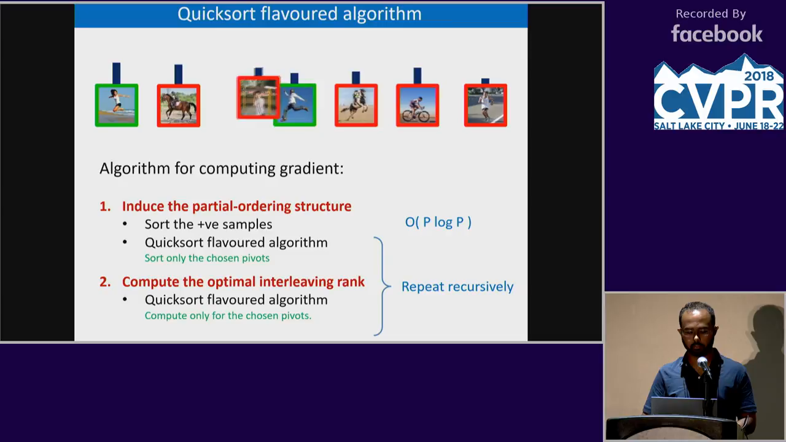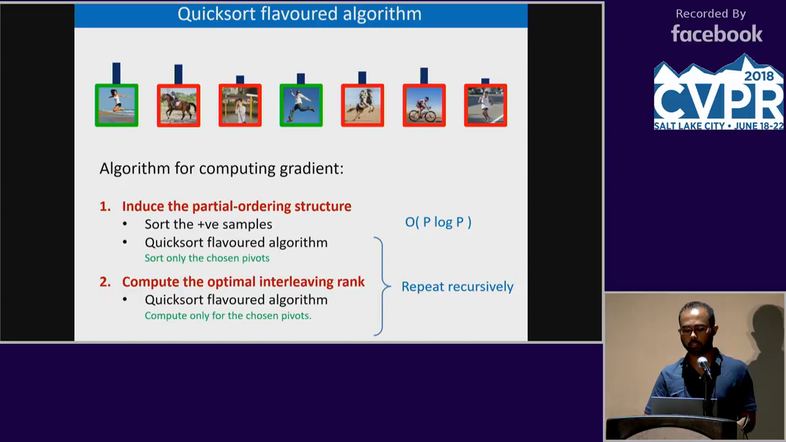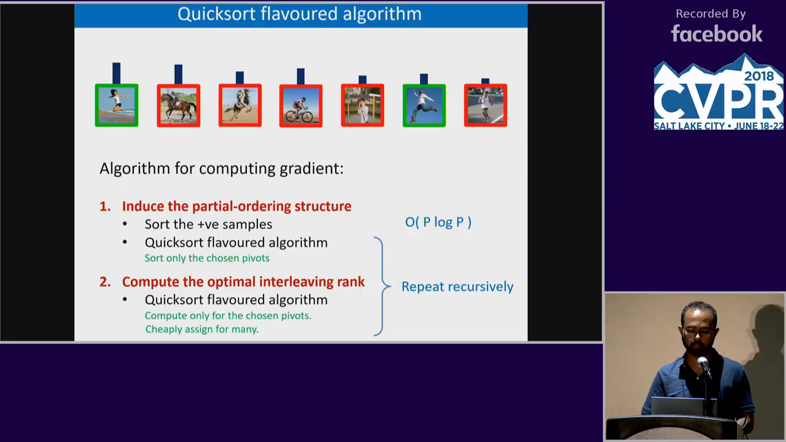Now, at this stage, a key thing to note is that if there are negative samples which have scores that lie between the scores of negative samples that have already been assigned the same interleaving rank, then the partial ordering structure dictates that those samples should be assigned the same interleaving rank. So what we did here is that we assigned the optimal interleaving rank to these negative samples for free, without any additional computation.